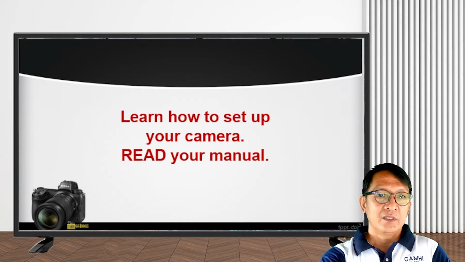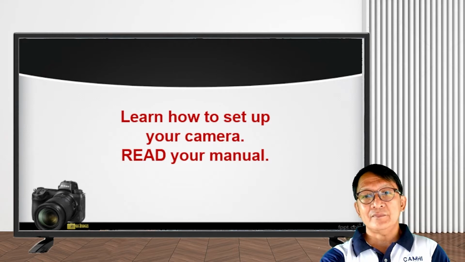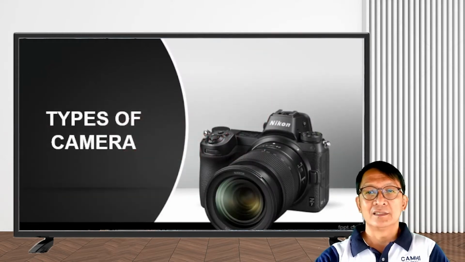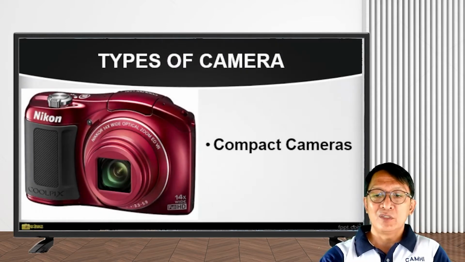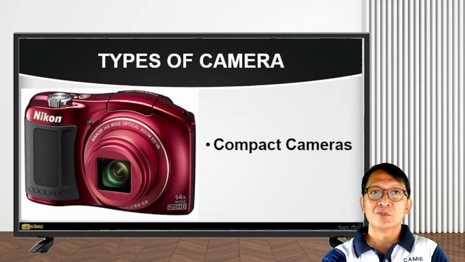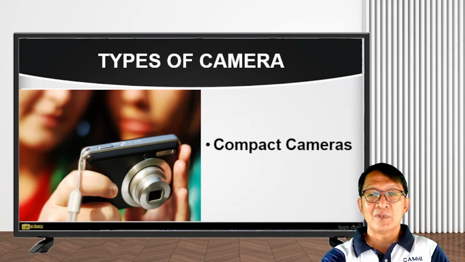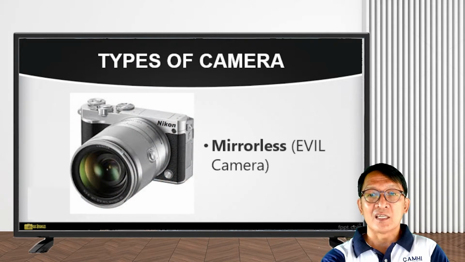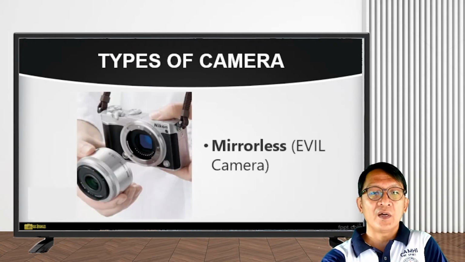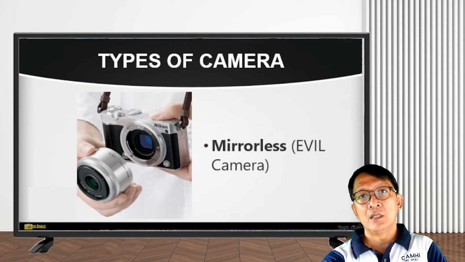So, what are the types of camera? First, we have compact camera. Ito yung tinatawag nating point and shoot. Ewan ko lang kung meron pa nito yung mga nanay at tatay nyo. Okay? Yan. Compact camera. Isang pindutan lang, okay na. Hindi nyo na kailangan mag-set up ng setting. Okay? Then, the next one is mirrorless. So, ano ba yung mirrorless? Or the evil camera. Evil, ibig sabihin ng evil is electronic viewfinder, interchangeable lenses. Kasi pwede siyang palitan ng lens.